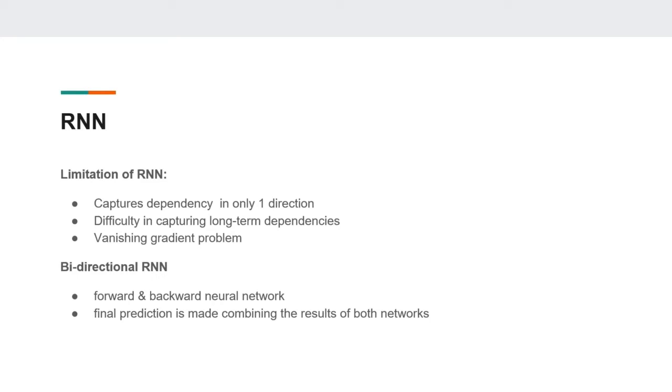So what is the solution? One way to solve the problem of single direction dependency is to use a bidirectional network. This type of RNN has both a forward and a backward neural network, which means that inputs from future time steps can be used to modify the network's accuracy.